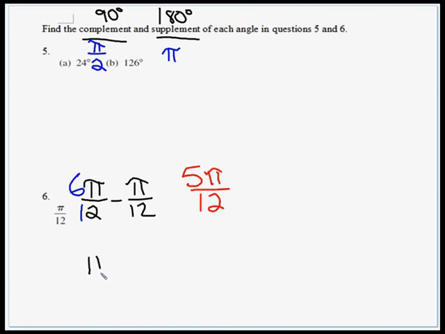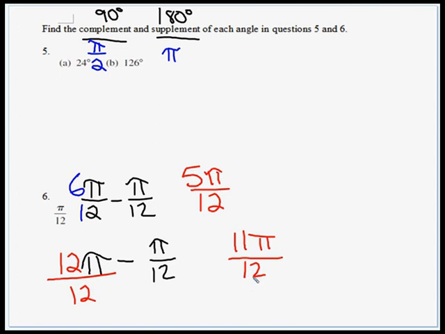For the supplement, pi minus the given angle. Common denominator is 12. This is 1 pi, or 12/12 pi. 12 minus 1 is 11 pi over 12. 11/12 pi.